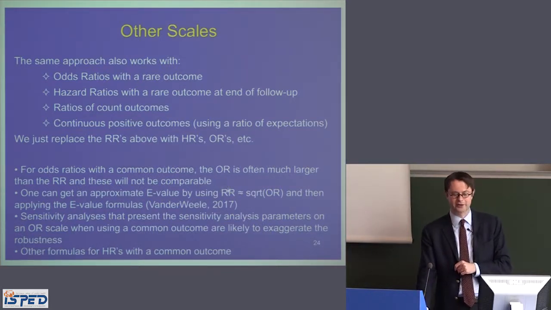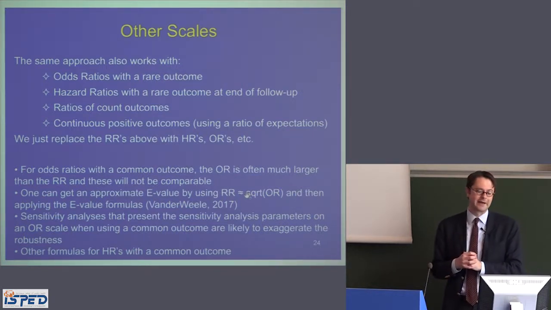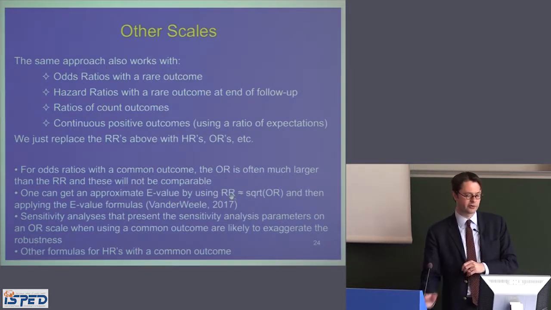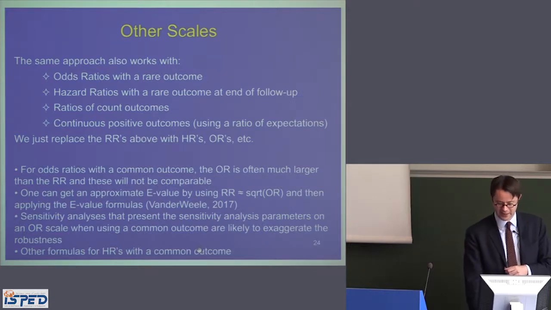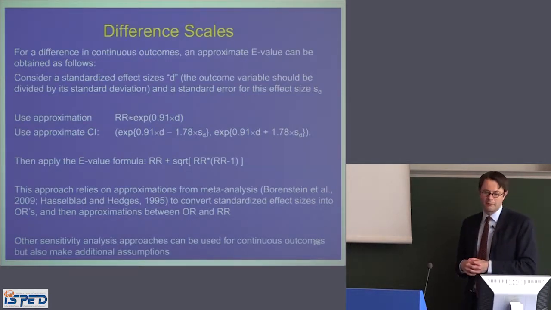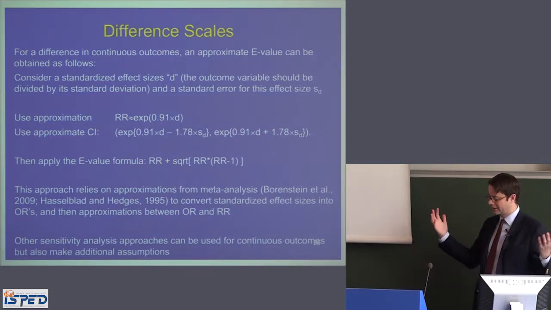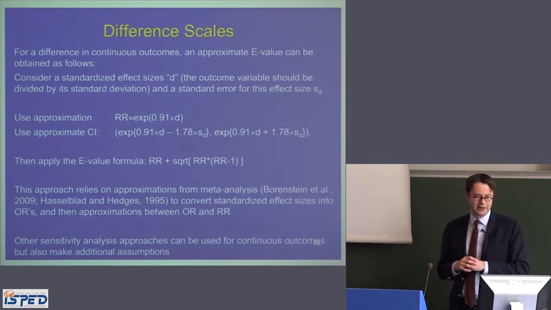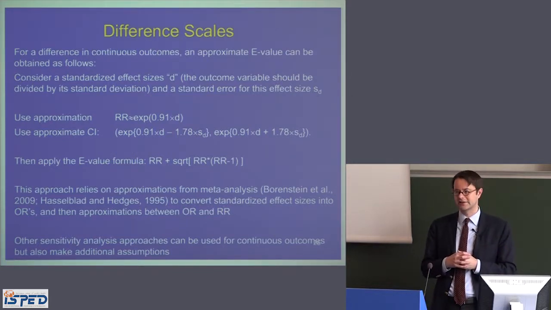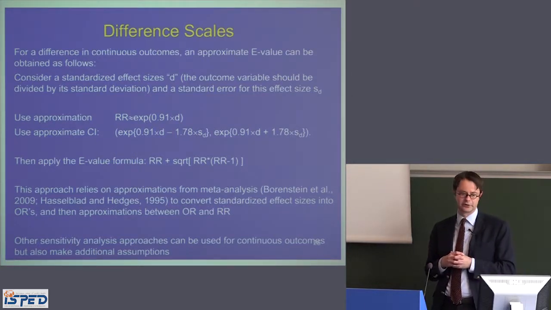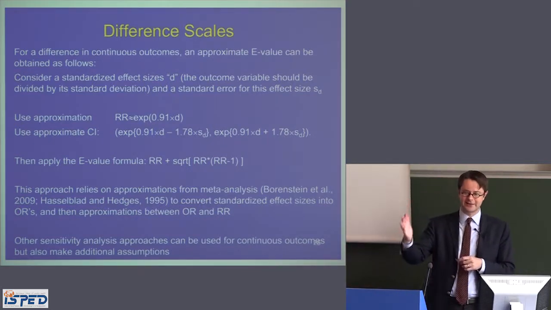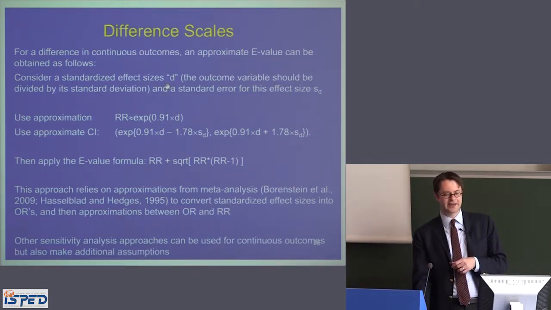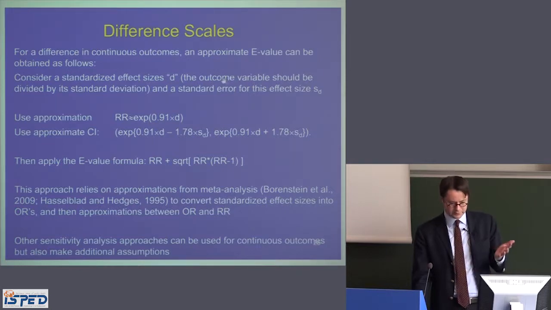I've recently shown that that transformation is in fact minimax for the risk ratio itself. And there are other formulas for hazards ratios with an outcome that's common at the end of follow-up. One can likewise, with a continuous outcome, if one's looking at differences in a continuous outcome, get approximate e-values using some of the conversions in the meta-analysis literature, flipping between standardized effect sizes, odds ratios, and risk ratios. So with a standardized effect size of magnitude d, which is obtained by having the outcome variable divided by its standard deviation.